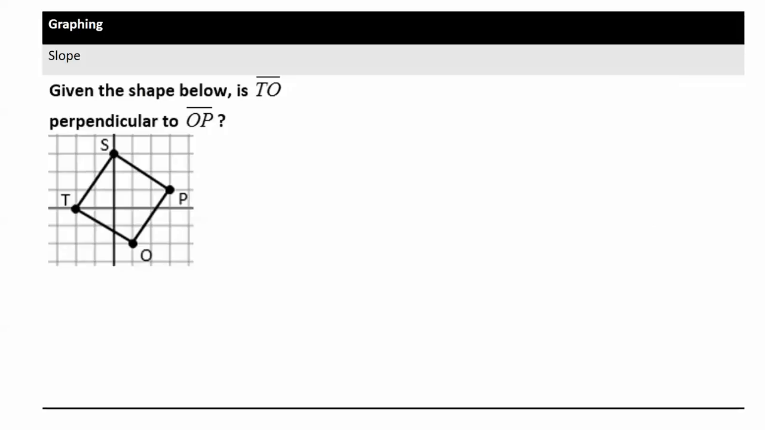So now let's try to find slope using graphing. Given the shape below, is TO perpendicular to OP? All right, so remembering that slope equals rise over run, where rise is up or down. So if we find the slope of TO, we go down 1, 2. So our rise is -2 because we went down 2. Then counting our run, I see that we go over 1, 2, 3. So because we went to the right 3, we ran +3. So the slope of TO is -2/3.